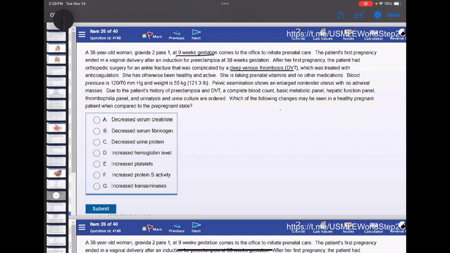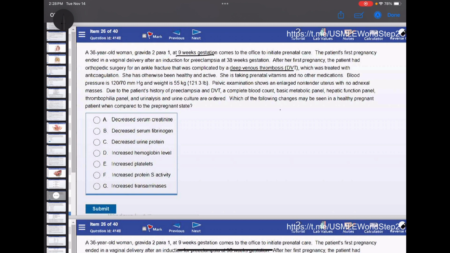Blood pressure is 120/70. Weight is 55 kilograms. Pelvic examination shows an enlarged, non-tender uterus with no adnexal masses. Due to the patient's history of preeclampsia and DVT, a complete blood count, basic metabolic panel, hepatic functional panel, thrombophilia panel, and urinalysis and urine culture are ordered. Which of the following changes may be seen in a healthy pregnant patient when compared to a pre-pregnant state?